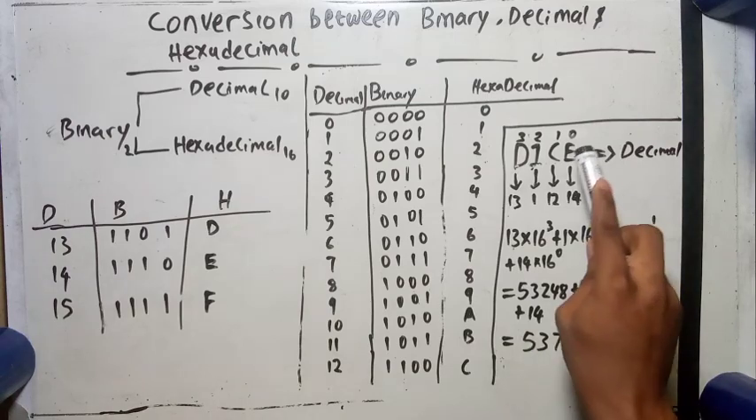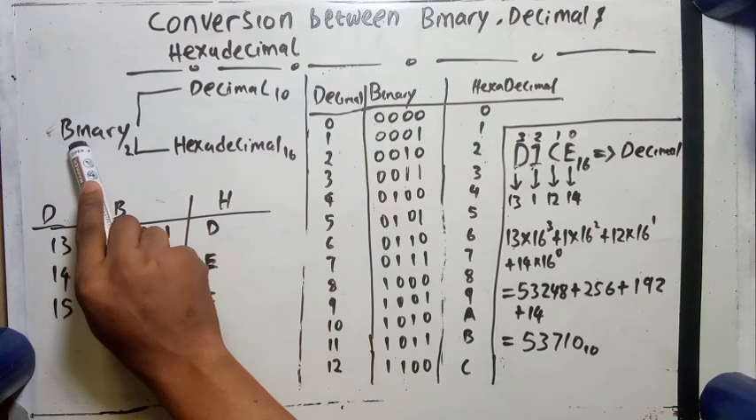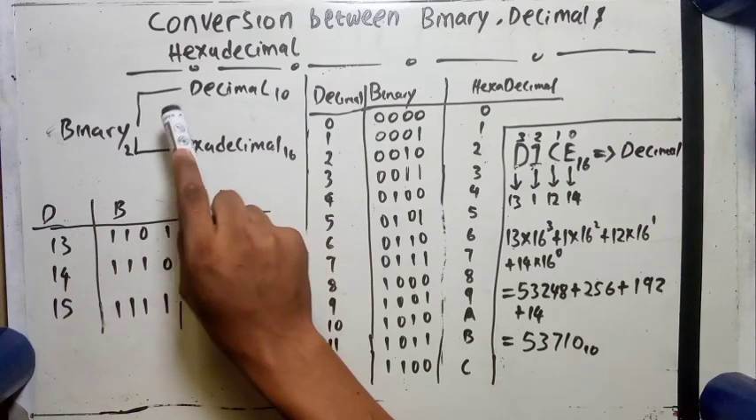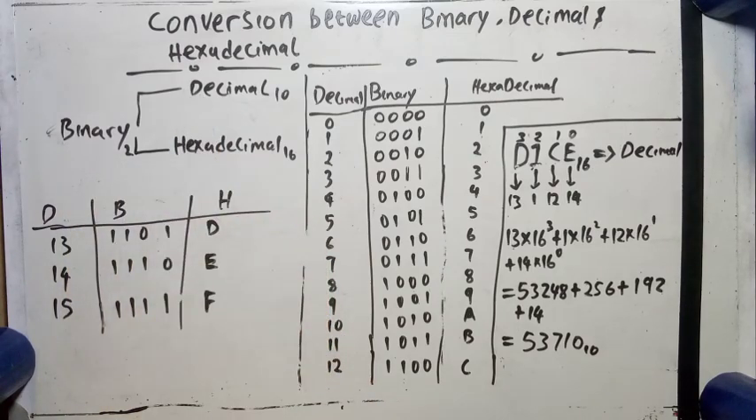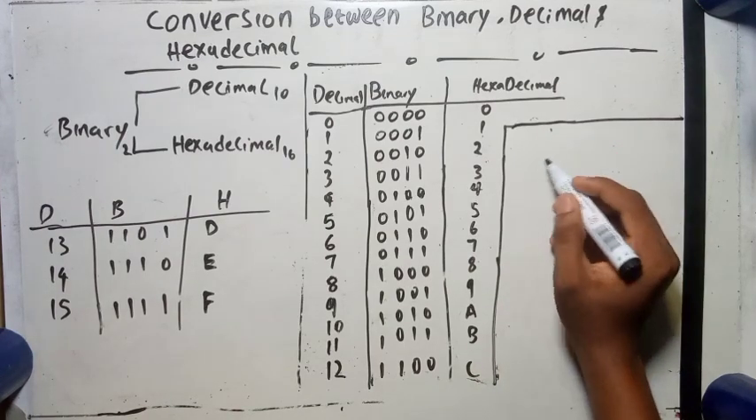As you have seen, we have converted this hexadecimal both to binary and to decimal. So that's all for this video. So one more example before we go. Just one more example.